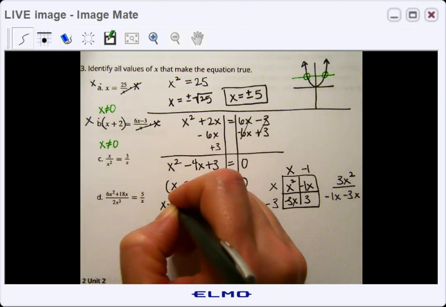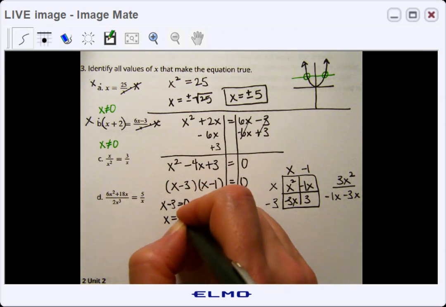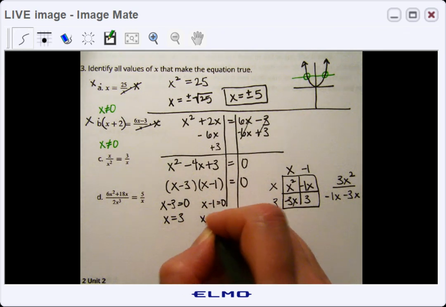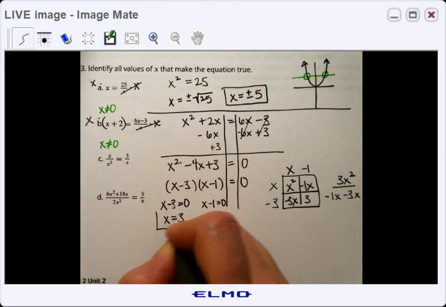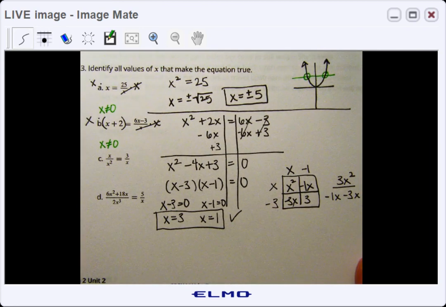So x minus 3 equals 0. x is equal to +3. x minus 1 equals 0. x is equal to +1. And they both are true solutions.